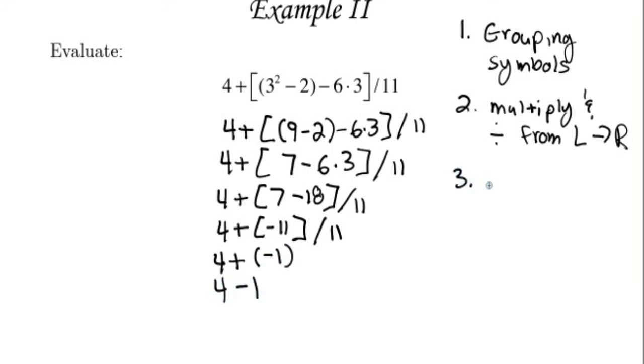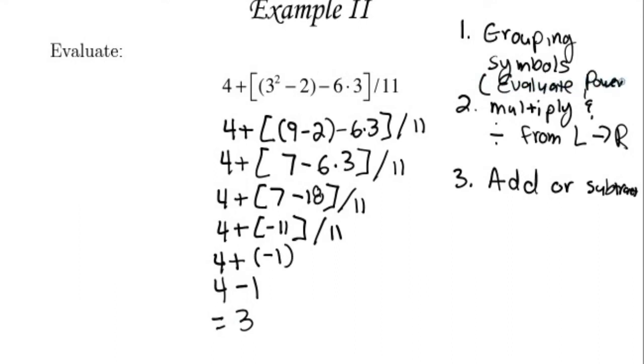Finally, I'm going to add or subtract. Okay, so 4 minus 1, that gives me 3. I would actually evaluate powers, if there are powers, for that second step. Okay, so first I eliminated my grouping symbols, which did require me to evaluate powers, divide or multiply, subtract. So I took care of that until all I had was negative 11. And then I went back and I divided, subtracted, and came up with 3.